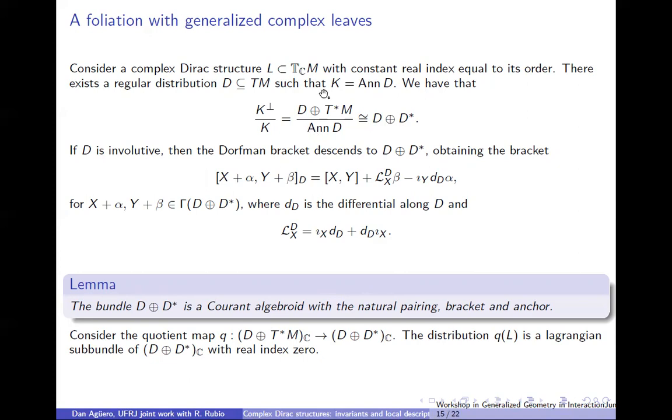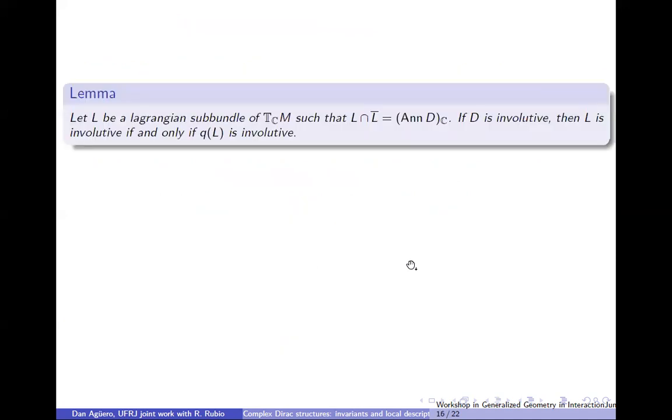So we can take this L leaf inside K-perp complexified, that is inside the complexification of the generalized tangent bundle. And then we project by Q to obtain an element QL that is inside D plus D star complexified. This element has real index zero. Under the condition that L is a Lagrangian subbundle, so that L intersect L bar is the complexification of V, if this is involutive, then L is involutive if and only if QL is involutive. So the information of D plus D star is all that we need.